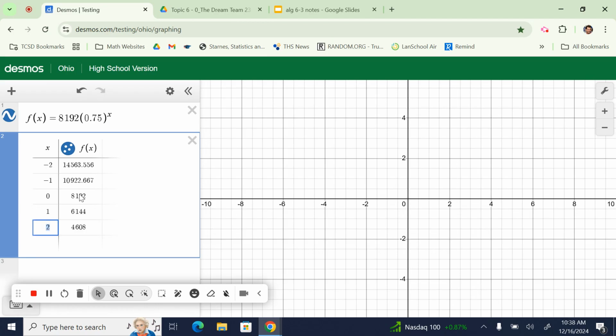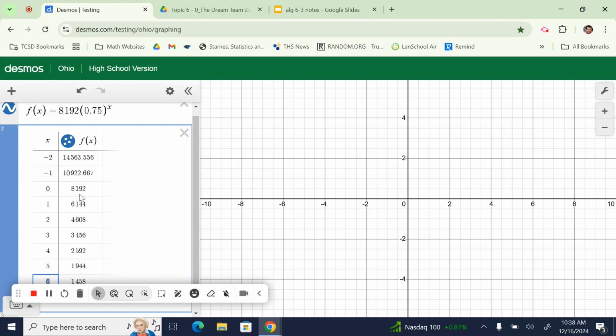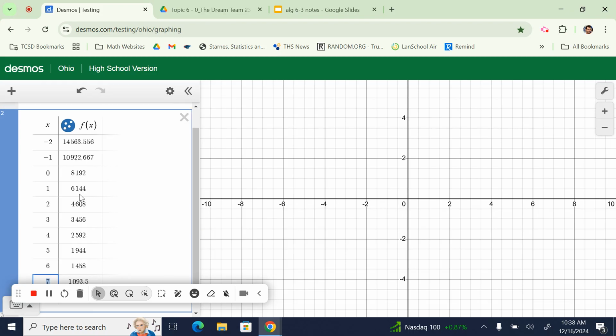So I'm going to go over here to this 2, and I'm going to have it highlighted. I'm just going to press enter, and look what happens. It spits out the next one: 3, 3456. 4, 2592. What I'm going to do is I'm going to keep clicking enter until my y value goes below 1,000. That'll be the number of days it takes to no longer be a fan favorite. Not below 1,000. Not below 1,000. Getting closer. I pressed the wrong button, sorry.